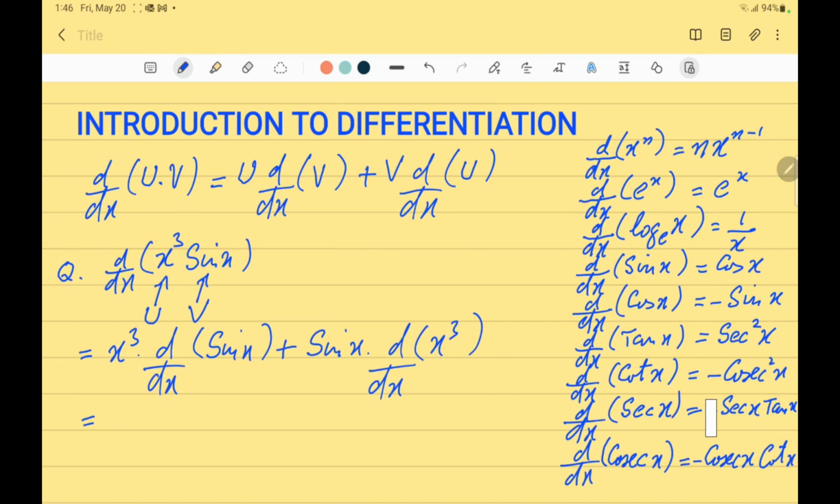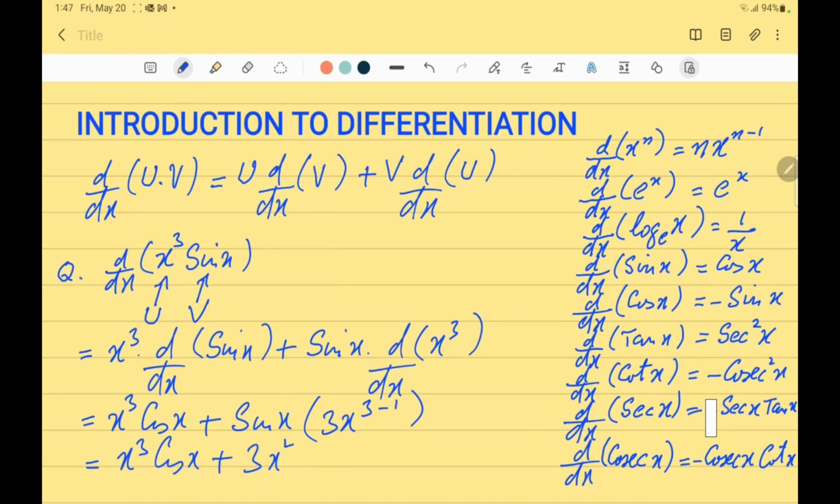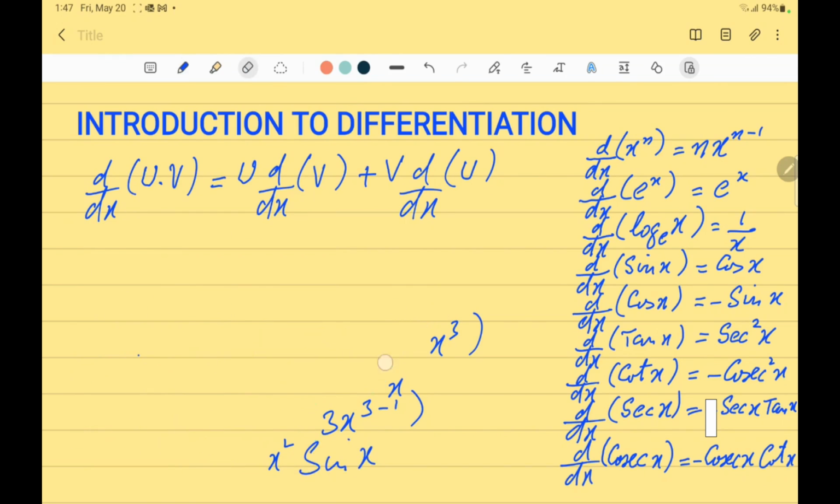Let us solve it further. So x cube, the differential of sin x is cos x, plus sin x, the differential of x cube is 3x to the power 3 minus 1. So the final answer is x cube cos x plus 3x square sin x. This is the final answer. Let's try another example to have further explanation of this formula.